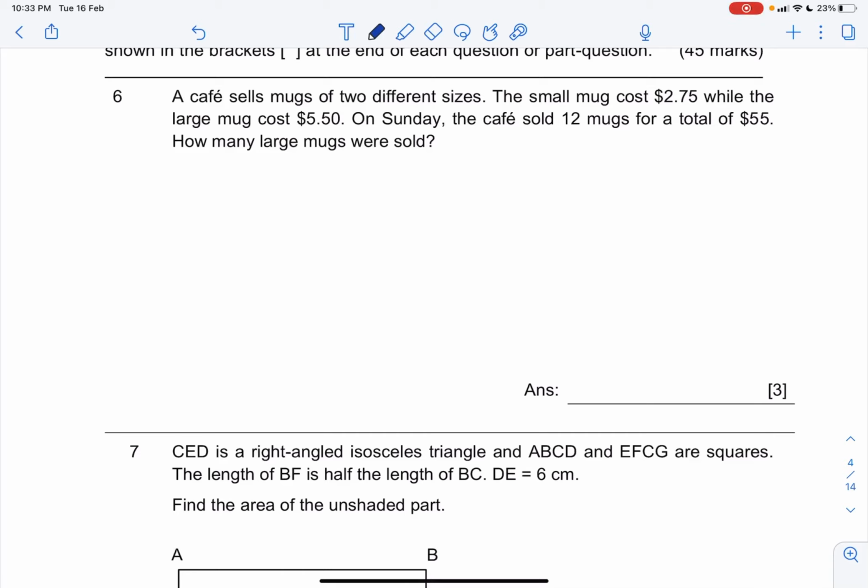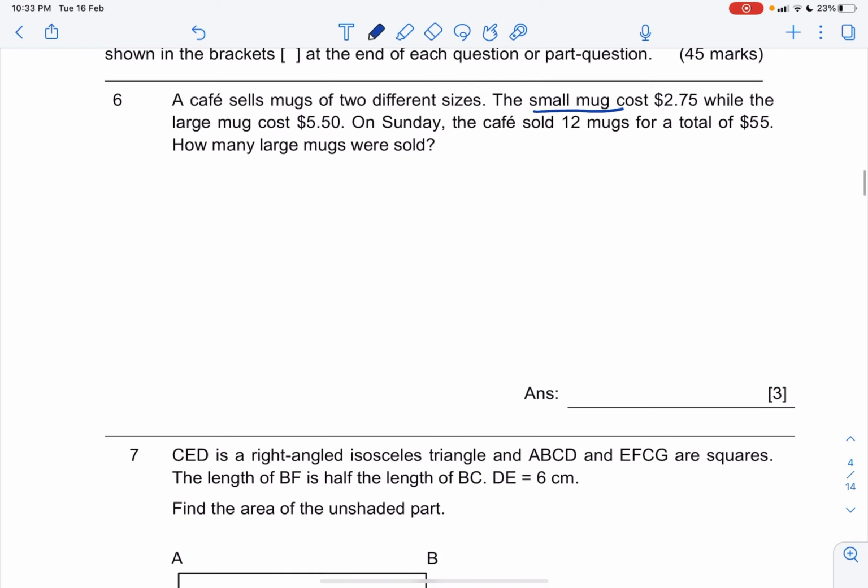Okay, now let's look at question 6. A cafe sells mugs of two different sizes. We have a small mug which costs $2.75 and a large mug which costs $5.50. Altogether, they sold 12 mugs for $55. How many of each mug was sold?